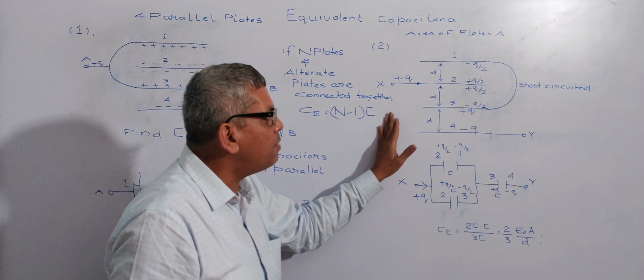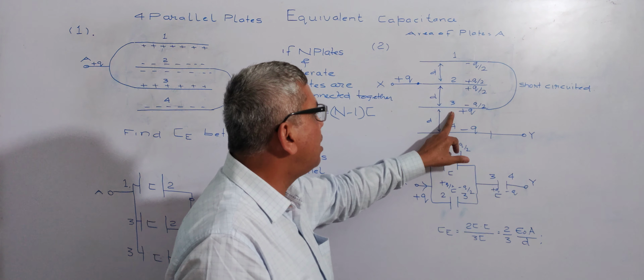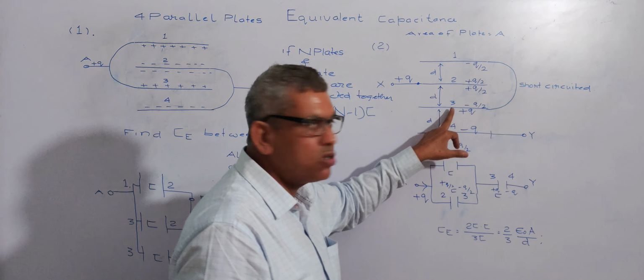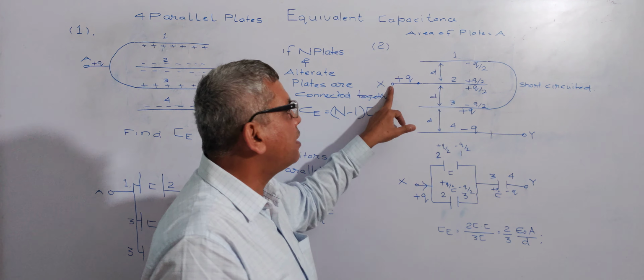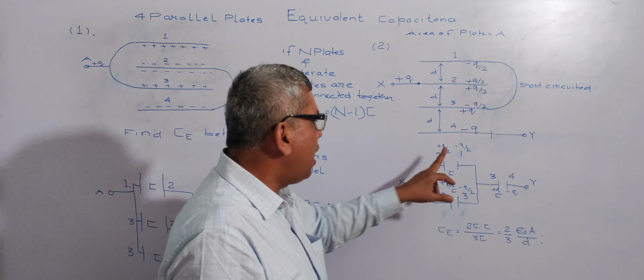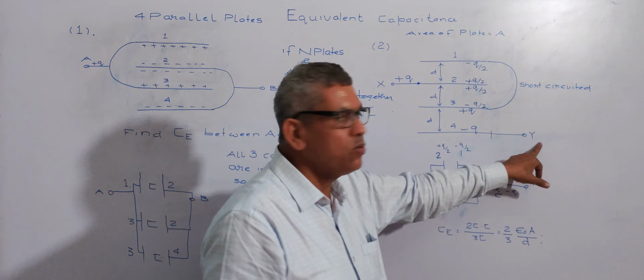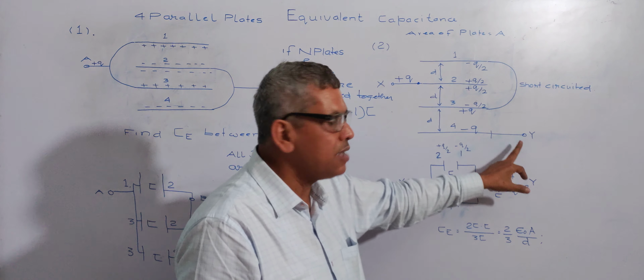Now in the second example, what is done? 4 plates. First plate and third plate are short circuited, means they are at the same potential, and plate number 2 is connected to the positive terminal of the cell, so it will supply positive charge to plate 2, and the fourth plate is connected to the negative terminal. We have to find out what is the equivalent capacitance between X and Y.